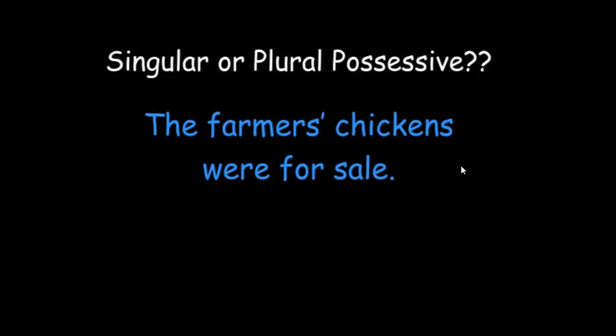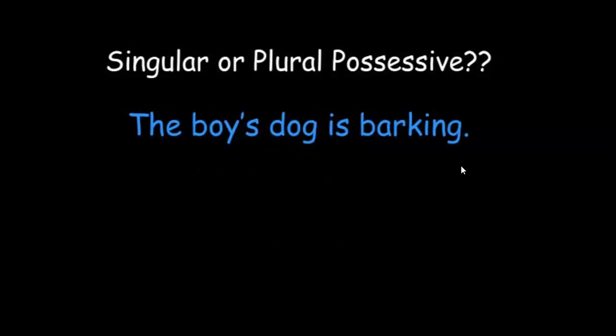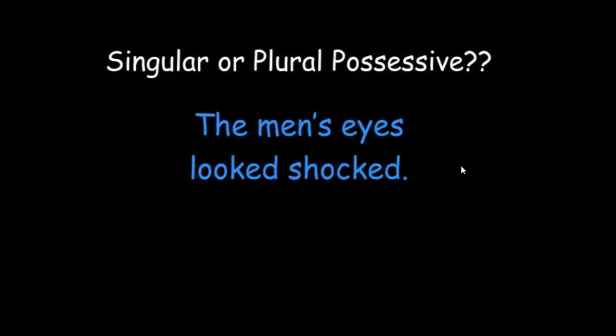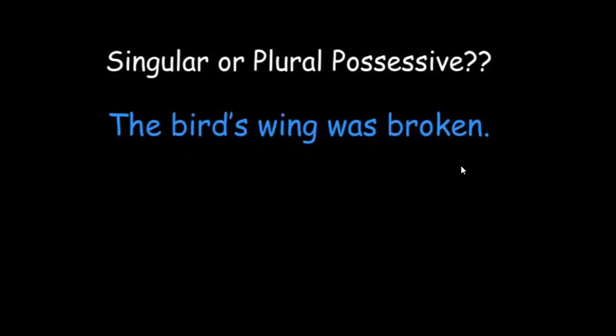Singular or plural possessive? The farmer's chickens were for sale. The farmer's chickens, you can say the possessive, singular. The boy's dog is barking. It's singular. The men's eyes looked shocked. The men's will be the plural possessive. The bird's wing was broken. Bird will also be singular.